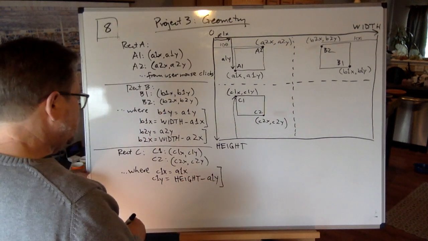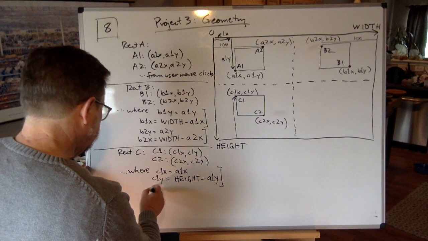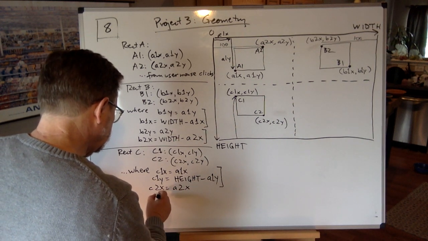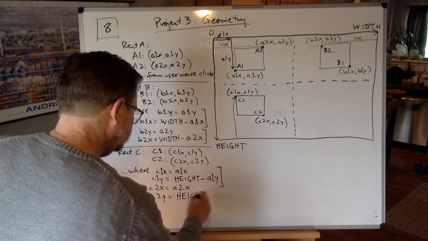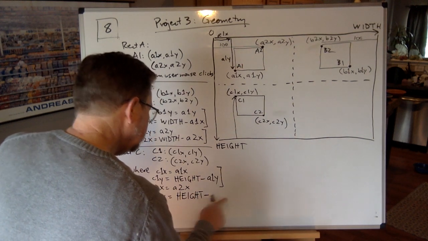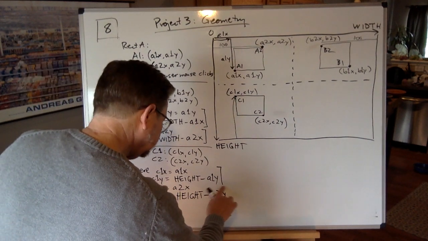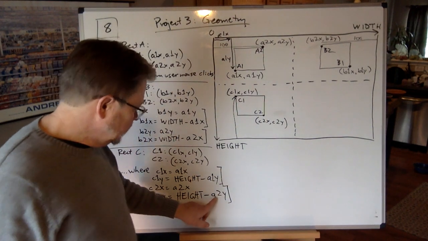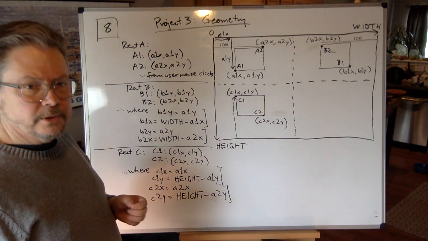Those are the coordinates for C1. Coordinates for C2, I should be able to just knock them out here. Let's see. C2x equals A2x. C2y equals height minus, no, A2y. Oh, good heavens, I'm going to have to review this. You won't see this unless I've reviewed it. It comes with my later self, the me of the future's, seal of approval.